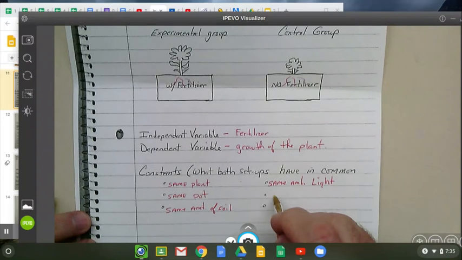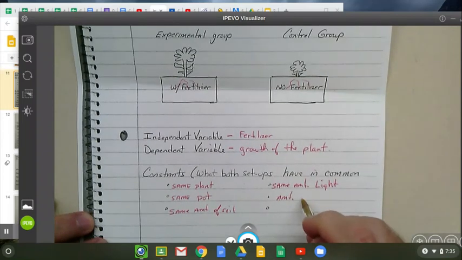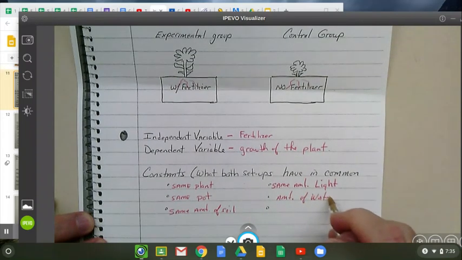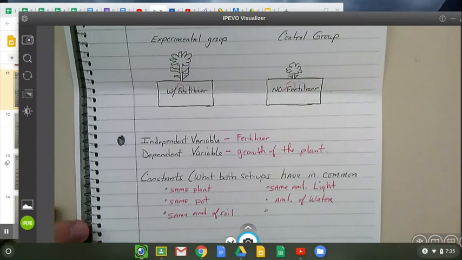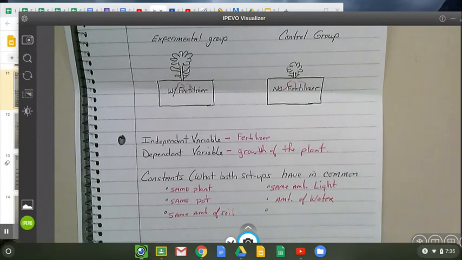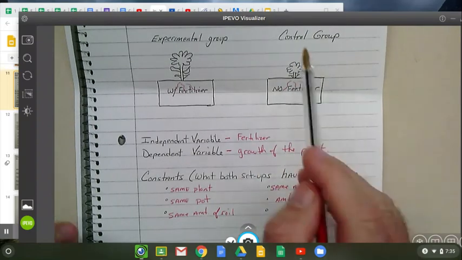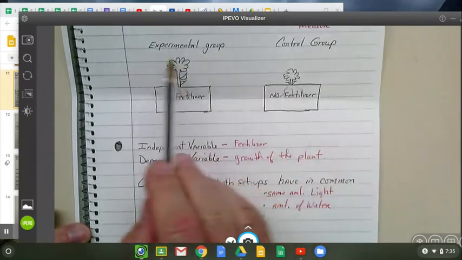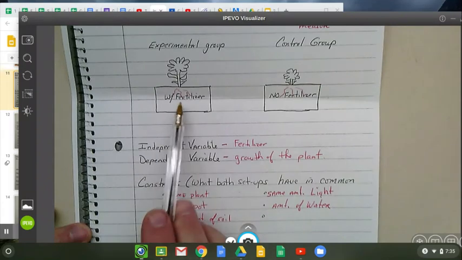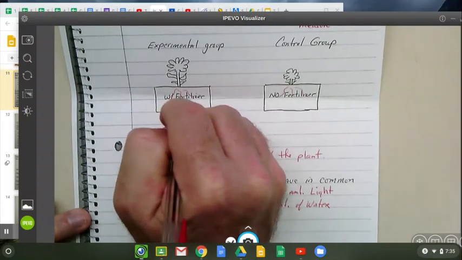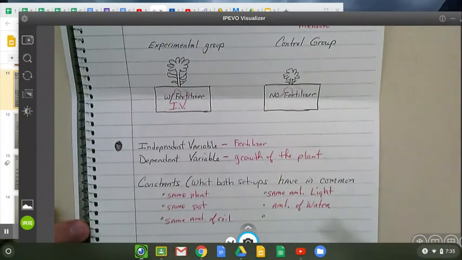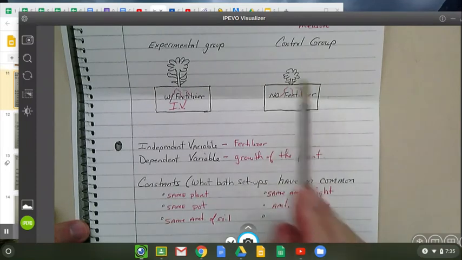The amount of water would be another constant. Okay, so I think you get my point. All right. So here, both of these setups, the control group, which is what we're comparing the experimental group to, because this one contains the fertilizer. Okay, the independent variable.